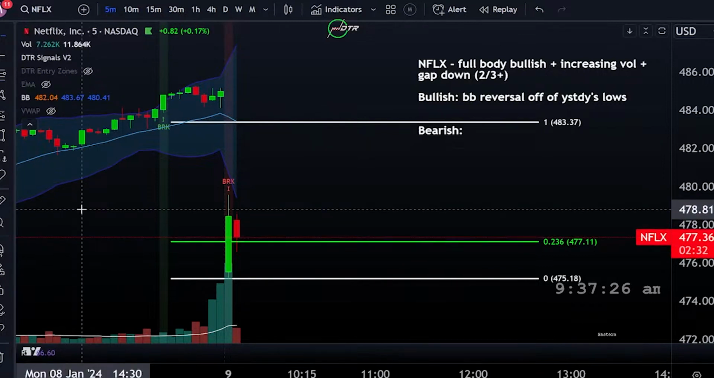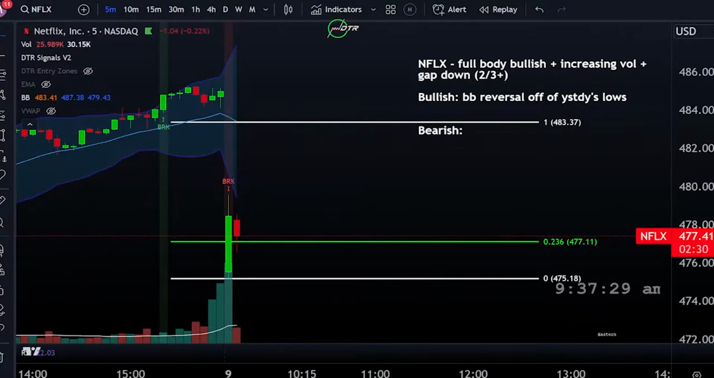So great little trade here on Netflix, textbook Bollinger Band reversal that ended up running pretty nicely for me, but just a pretty wild spread that made this trade just a little bit more challenging to manage than I'd like. But ultimately a really good trade. Got to that first profit target very quickly, but that spread made this just a little bit more bouncy than it should have been.